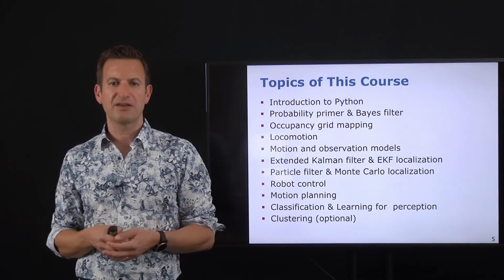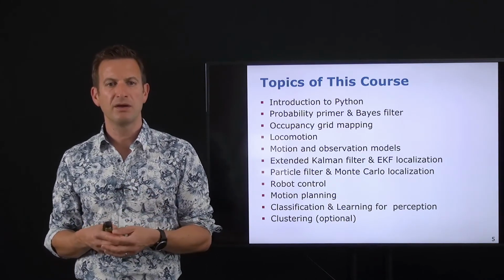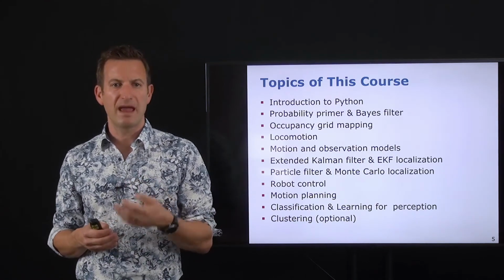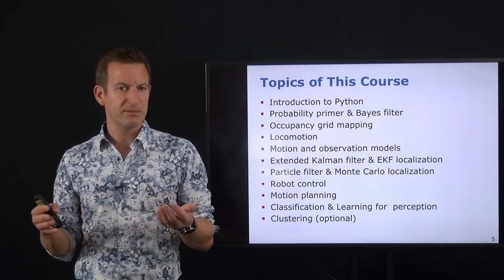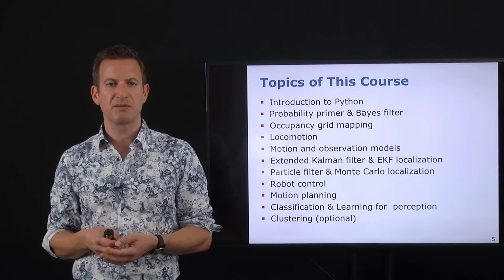And then in the last step, we will look into classification systems. This is the semantic part. The part in the beginning was more the geometric part, and we look into how we can estimate what we are actually seeing in our image data, for example, and look into learning approaches for solving those perception tasks.